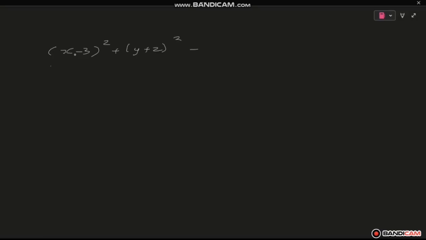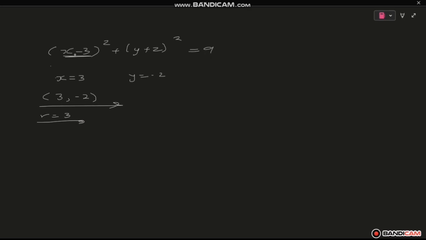So let's say we are given (x minus 3) squared plus (y plus 2) squared equals 9, and they want us to write the coordinates of the center. Therefore, you take whatever is inside the bracket, equate it to 0, then solve for x, so x is positive 3 and y equals negative 2. Then the center is (3; negative 2), and r is 3, since I square rooted both sides to get r. So this is the circle center and the radius.